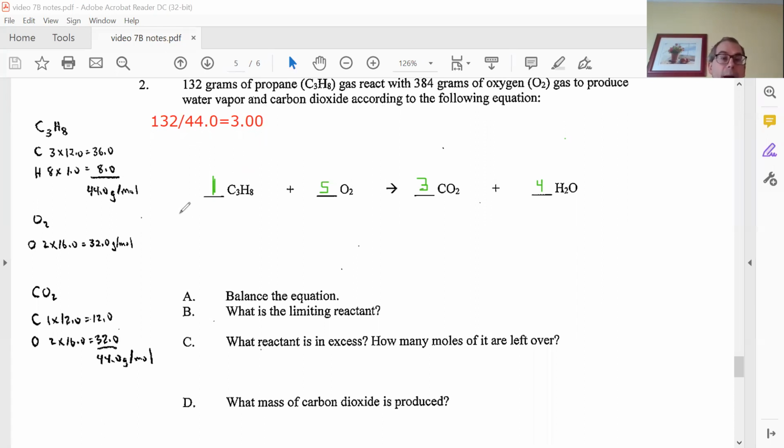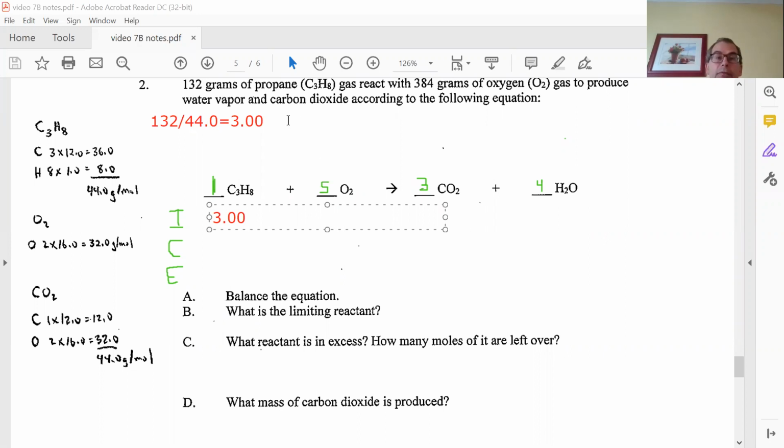If I went to an ICE box, which I will do, remember I for initial, so I'll put the I right here, the C for the change, and then the E for the end. Okay. So I said I have 3.00 moles. I might just type that in. Might be a little bit quicker here for C3H8.